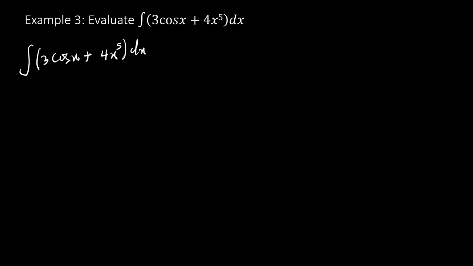Now we're going to do some things in integration. If you have an integration like this, where you have an expression plus another expression, it is possible for you to split the integral into two. So here you can say that this equals the integral of 3 cos x dx plus the integral of 4x to the power of 5 dx. So we can solve this individually and get our final answer.